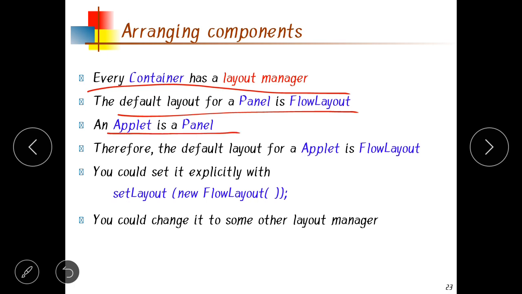And as we know, an applet is a panel, so by default it also has a flow layout. Therefore the default layout for the applet is a flow layout, as I told you in the last class. So we could also explicitly set the layout for the panel or a frame.